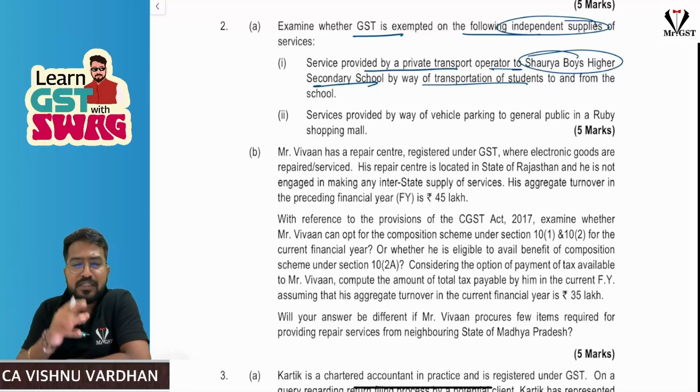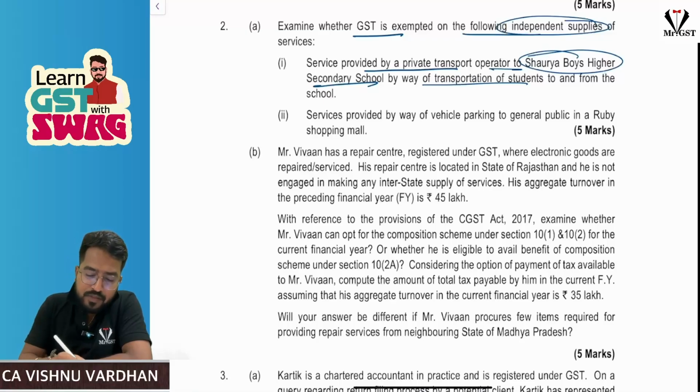So exempt under GST. Sir, when we are renting the vehicle, here we would have discussed educational services. When you are providing transportation services to an education institution which is providing preschool or up to higher secondary school, that is 12th equivalent, that is exempt under GST. So this is exempt under GST, write down that reason.